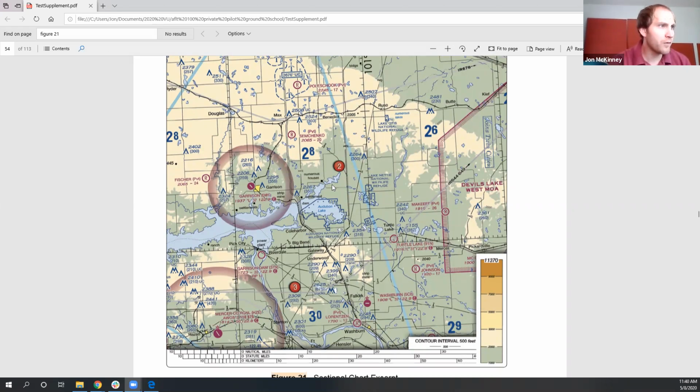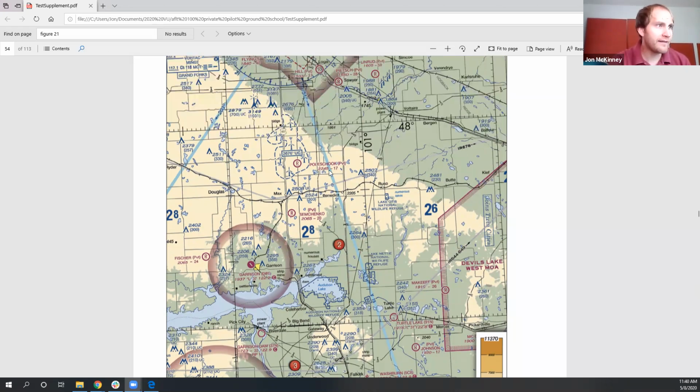Furthermore, I can literally read these private airports. They're 2,200, 2,300. This one's 2,065. What are our possible answer choices?